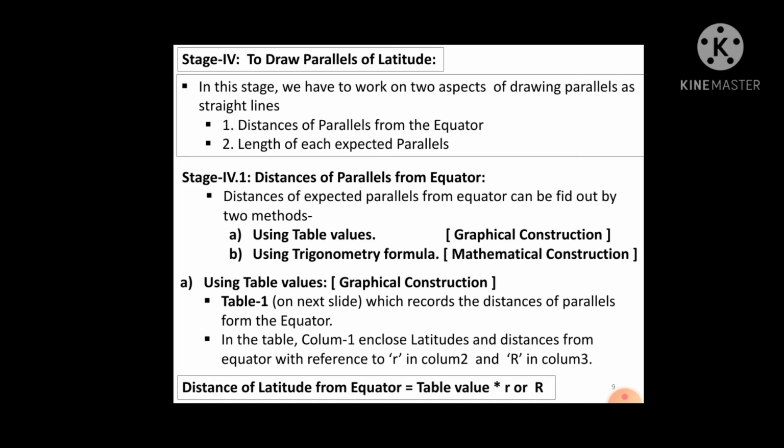But what is the equation to find the distance of latitude from the equator using the table value? The distance of latitude from the equator is equal to the table value multiplied by either small r or capital R. But you must keep in mind to use the respective table values. If you want to use the small r as the radius of the circle, then use column number 2. If you want to use capital R, which is the radius of the reduced earth, you must use column number 3. Either way, the answer will be the same.